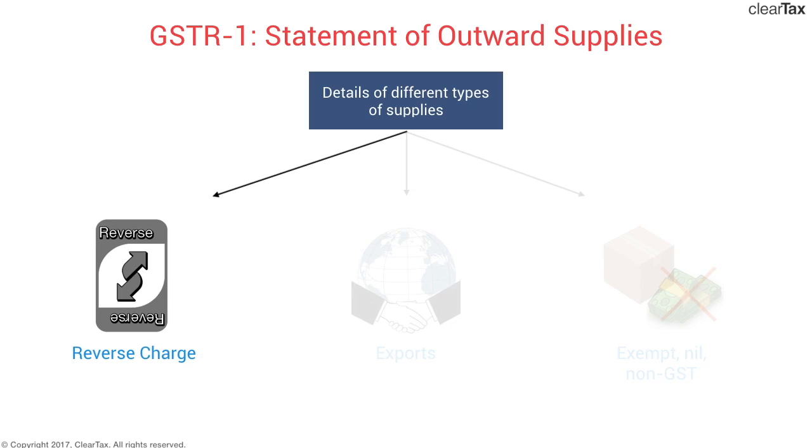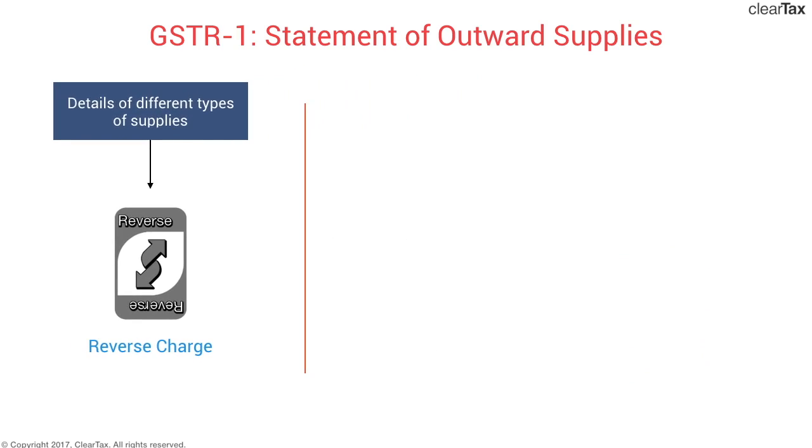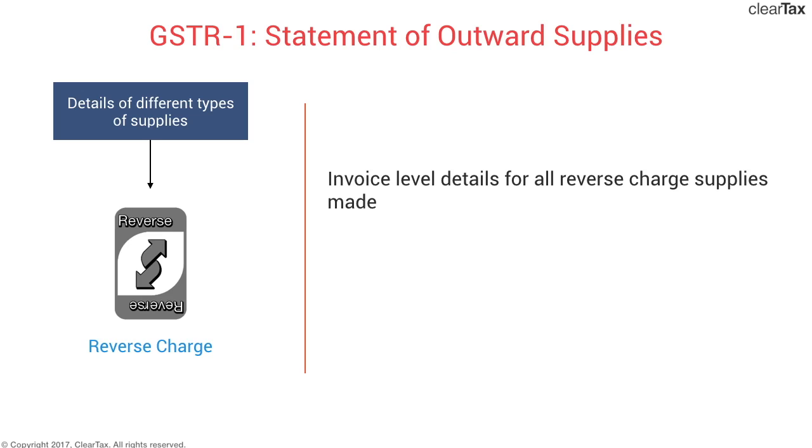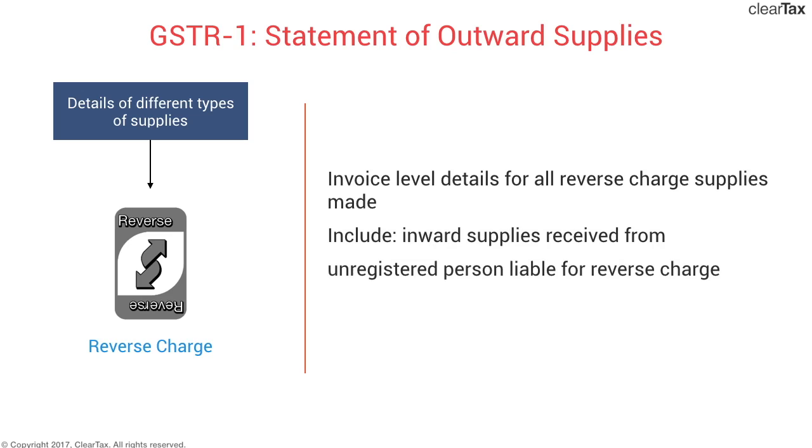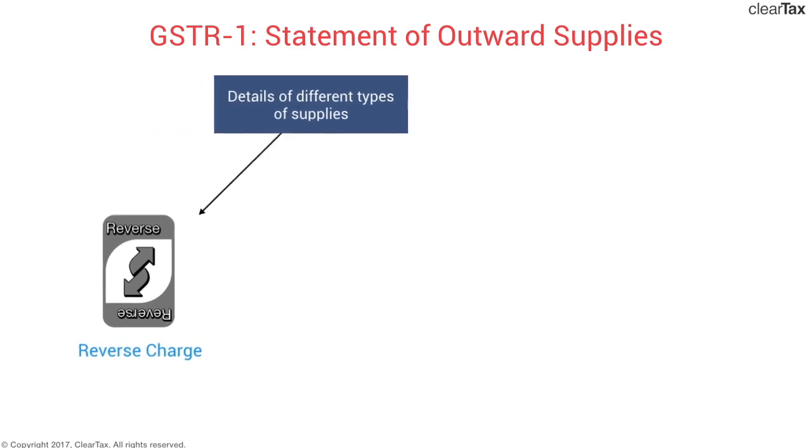While we talked about the details at invoice level, we've seen that all of those details will have to be split for normal supplies and reverse charge supplies. So that's one of the details captured for reverse charge. The second specific detail that you need to include in GSTR1 is that of inward supplies which are received from unregistered person on which you're liable to pay reverse charge. That's an inward supply detail that you'll have to include here. That's all under reverse charge.